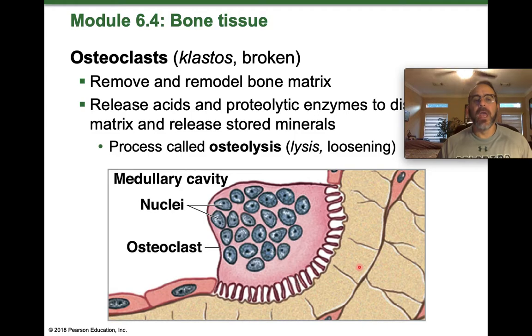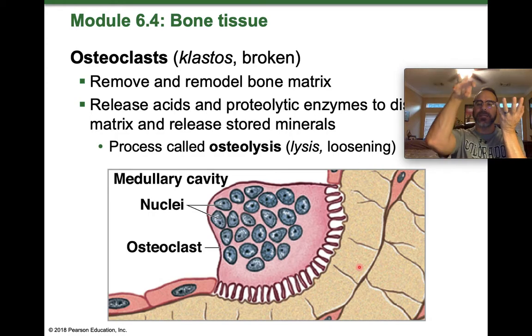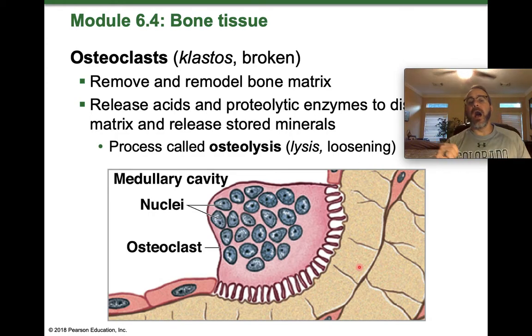The osteoblast has an evil cousin. Not that it's evil, because you want this to happen. But the osteoblast is build, osteoclast is destroy. The whole point of the osteoclast is to remove bone, okay?